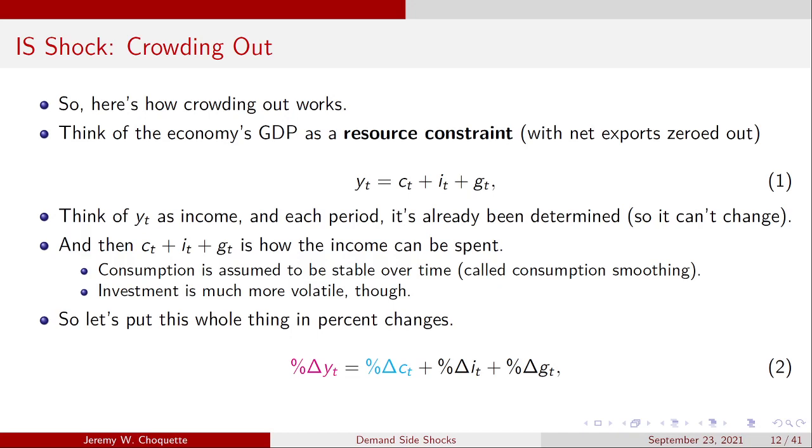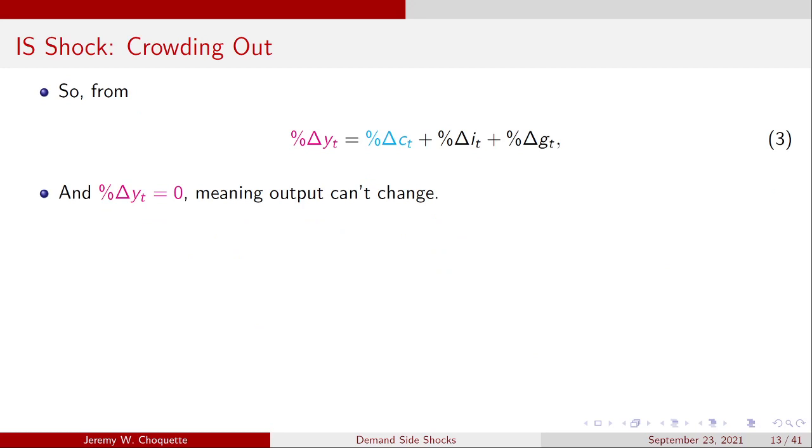So the percent change in Y is equal to the percent change in C plus the percent change in investment plus the percent change in government spending. From that percent change equation, output can't change right now. So the percent change in Y is just 0.